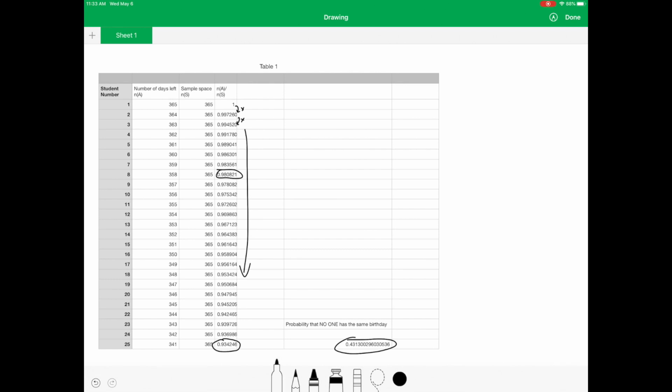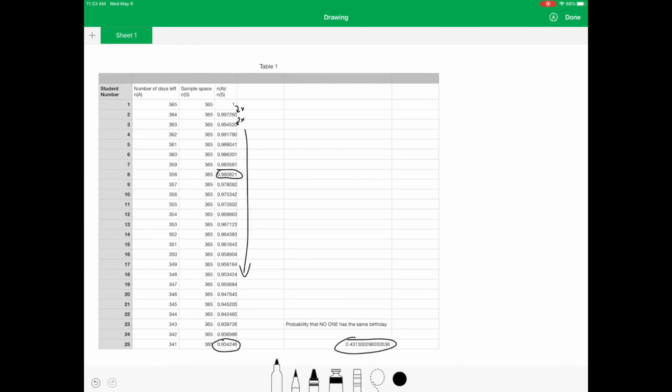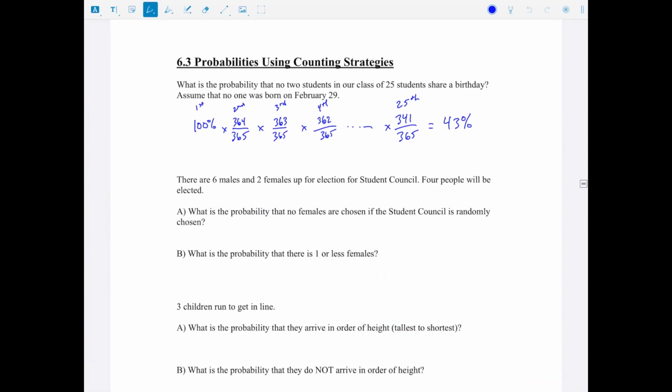So when you walk into an average classroom, it's actually quite likely that two people share a birthday, because there's a 43% chance that everybody has their own unique birthday, which would mean that there's a 57% chance that two people in that room might share a birthday. So that was 43%. Let me just double check there. Yeah, 43% chance with 25 people. It's probably a lot less likely than you were thinking. You were probably thinking it was a far greater likelihood that nobody shares a birthday, because there's just so many days to choose from.